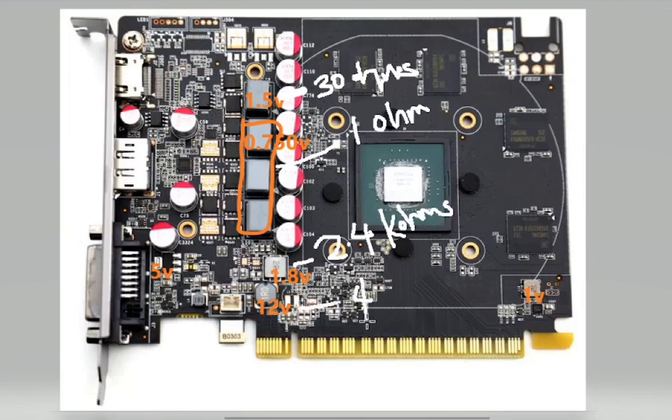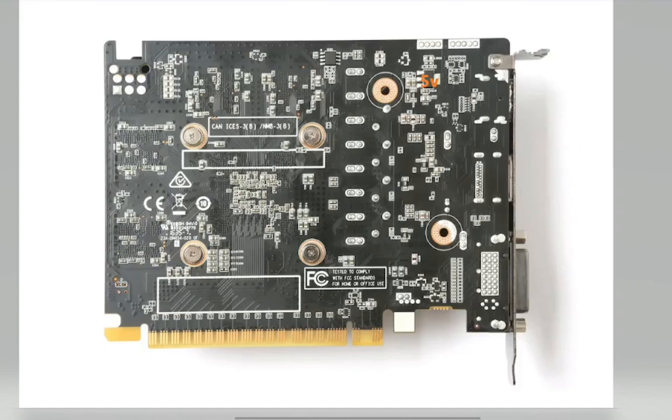Next, the 12 volts rail should have at least 4 kilo ohms or above. And this PEX rail should have around 90 ohms or above. And this 5 volts should have 512 ohms or above. Same at the back, this 5 volts should have 512 ohms or above.